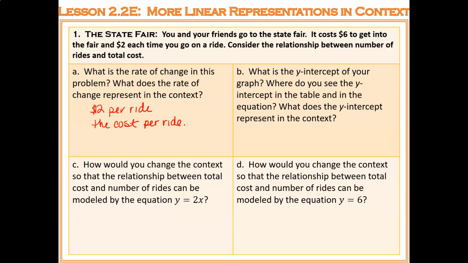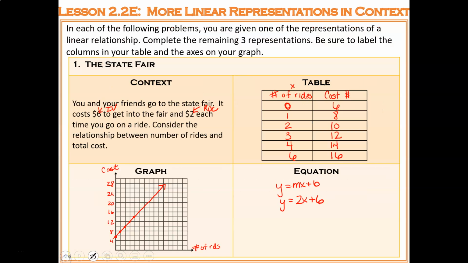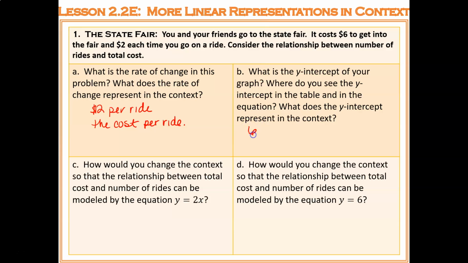B, what is the y-intercept of your graph? Well, the place where you started, or your B, that is 6. What does that represent in context? Well, that's the $6 entrance fee. You pay that once, so it's a one-time fee.